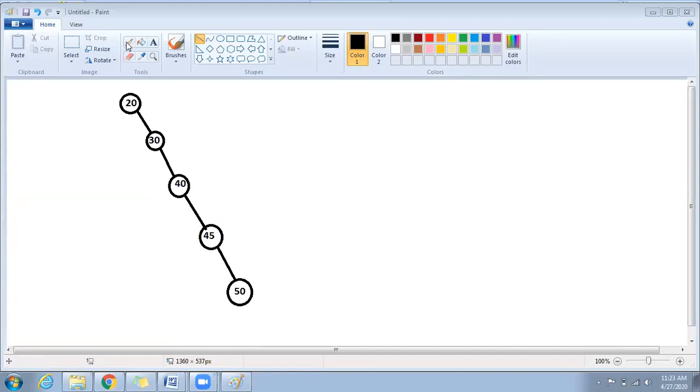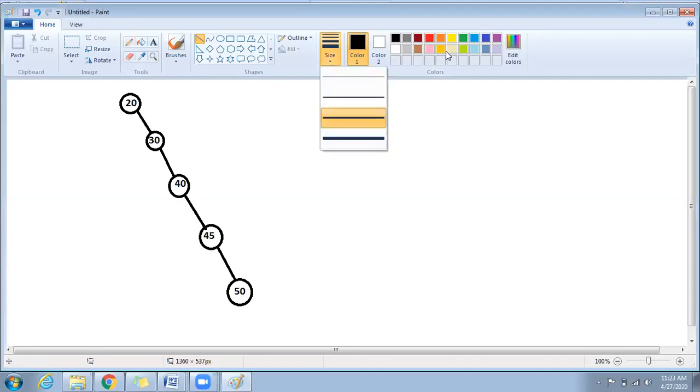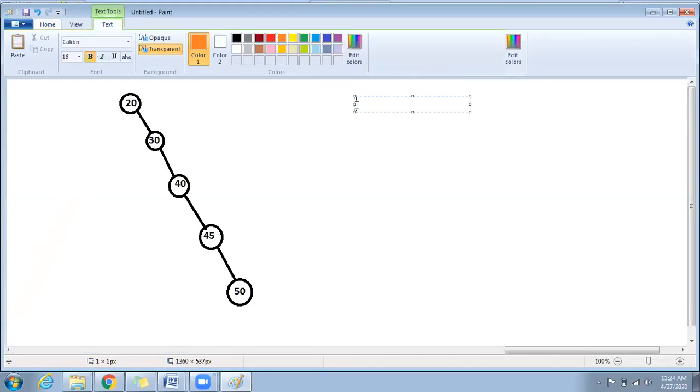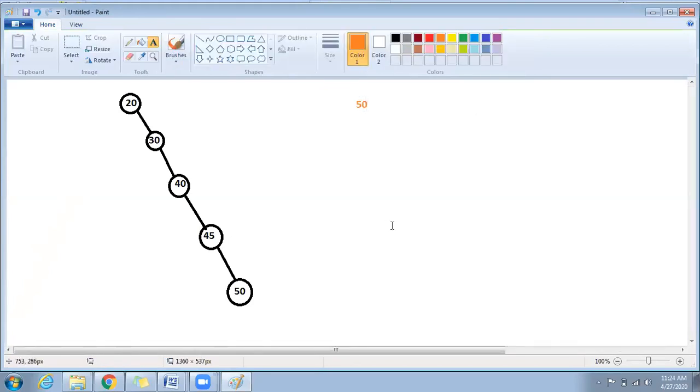If I have data inserted in this way, it is called a right skewed tree. Now I keep on inserting only on one side. For example, I want to search the value 50. In a binary search tree, we try to find the mid position and decide whether to go left or right. Again we come to the right, again find the mid position, and again keep checking in the same direction. It is kind of a linear search.